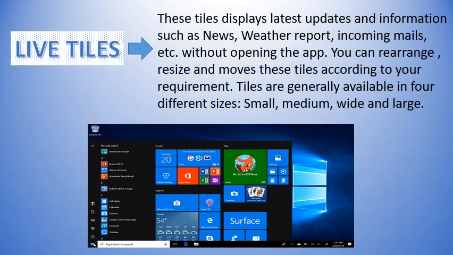Live Tiles. Windows 10 displays the most popular universal apps in the form of resizable live tiles in the right pane of the Start menu. These tiles display latest updates and information such as news, weather report, incoming mails, etc. without opening the app. You can rearrange, resize and move these tiles according to your requirement. Tiles are generally available in 4 different sizes: small, medium, wide and large.